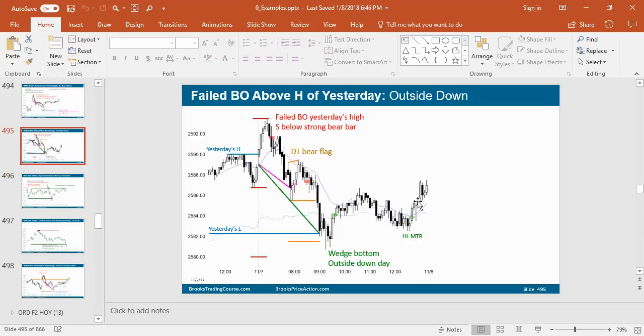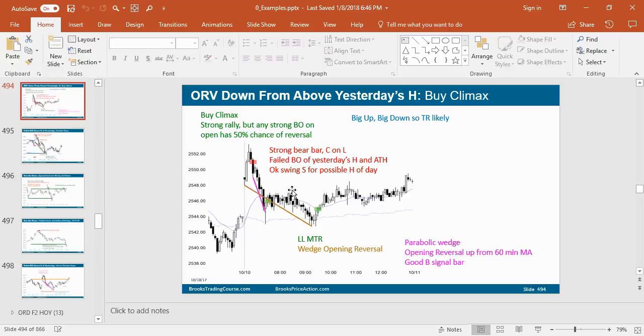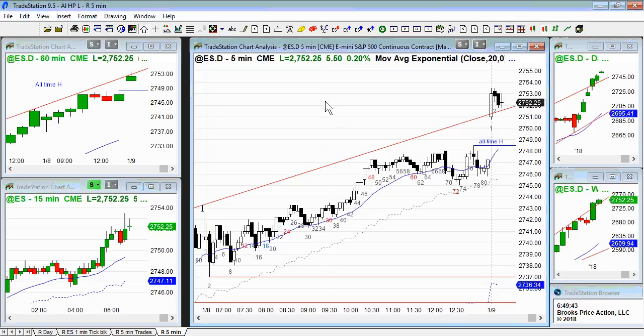Sold off for a few hours, bounced. So I think the odds of a relentless bear trend are not very big right now. However, I do think we're going to get a 2 to 3 hour swing down. We do not yet have a high probability top.